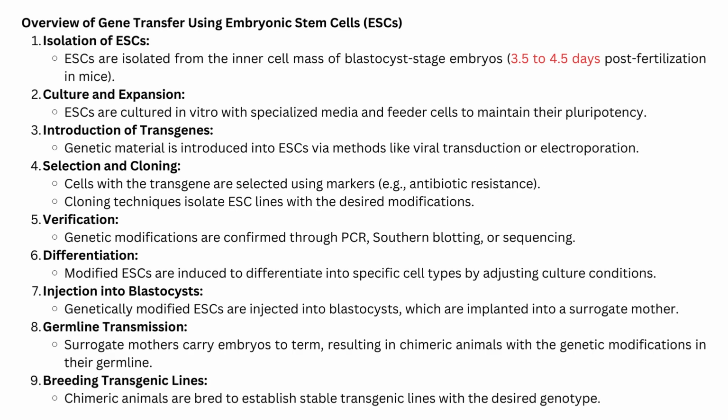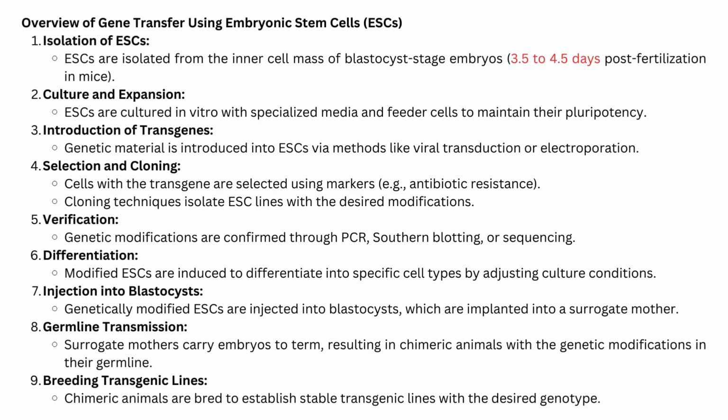Overview of gene transfer using embryonic stem cells, ESCs. Isolation of ESCs. ESCs are isolated from the inner cell mass of blastocyst stage embryos, 3.5 to 4.5 days post-fertilization in mice. Culture and expansion. ESCs are cultured in vitro with specialized media and feeder cells to maintain their pluripotency. Introduction of transgenes. Genetic material is introduced into ESCs via methods like viral transduction or electroporation.